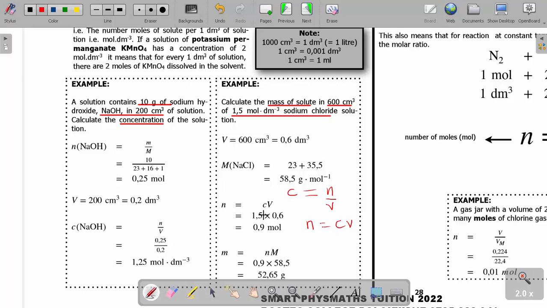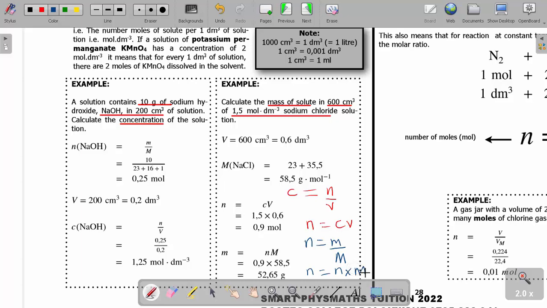Now C is for the concentration, that is 1.5. What about the V? It is this one here, which is 0.6. So I get 0.9. After getting moles, the question wants the mass. But I also know the formula says that number of moles equals mass over molar mass. So if I'm looking for the mass, don't forget we have said that number of moles is the same as mass over molar mass, so mass equals number of moles times molar mass.